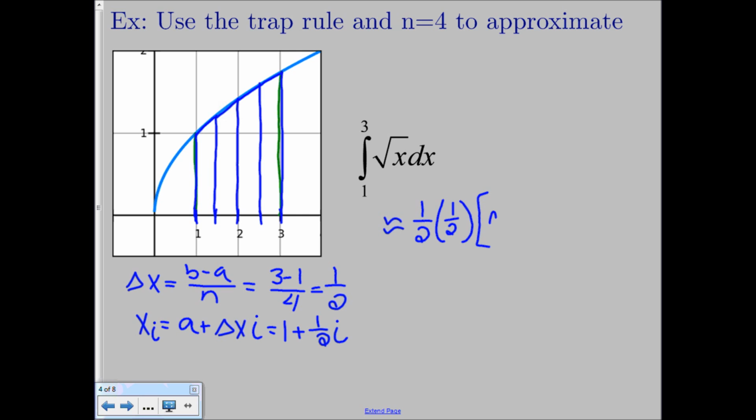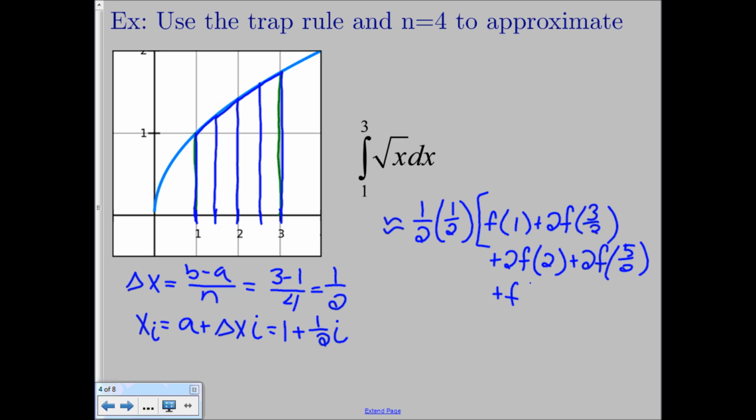times delta x, which for us we know is 1/2, times f of x0. x0 is just 1 plus 0, so 1, plus 2 times, if we plug in 1 for i, we're going to get 1 plus 1/2, or 3/2, plus 2f. If we plug in 2 for i, we're going to get 1 plus 1, which is 2, plus 2 times f of going over another 1/2 is going to give us 5/2, plus finally f of going over one more half is going to give us f of 3.